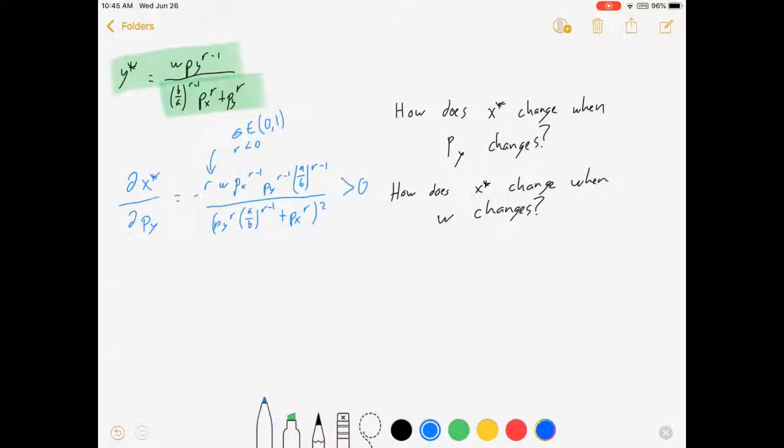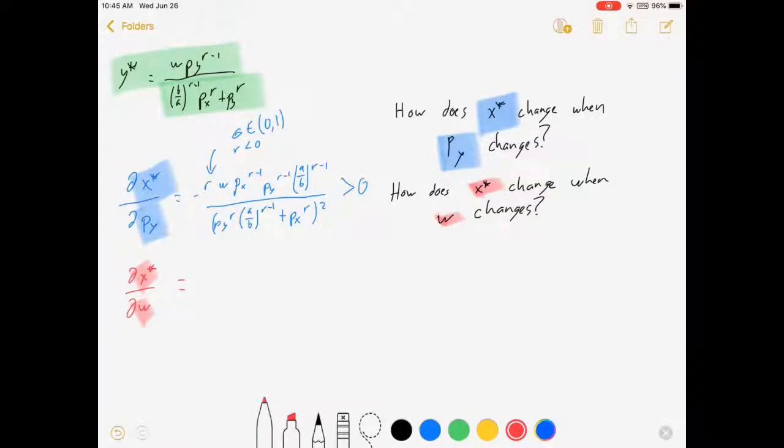So let's see. So on to this. How does X change when Py changes? dx dpy. Next question. How does X change when W changes? dx dw. So how does X change when W changes? dx dw. That's how we're going to answer pretty much all of the questions we can ask about these. Whatever changes you pick, a simple partial derivative will help you with your comparative statics.